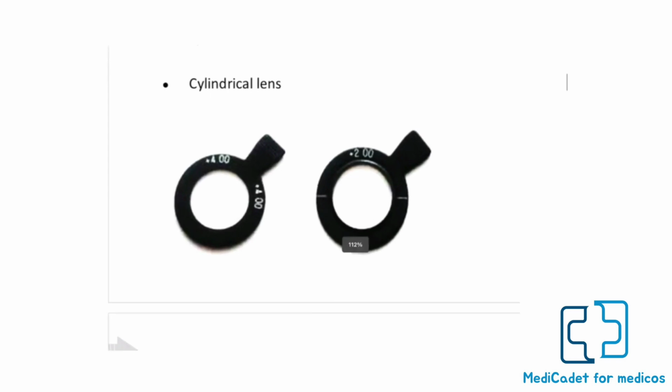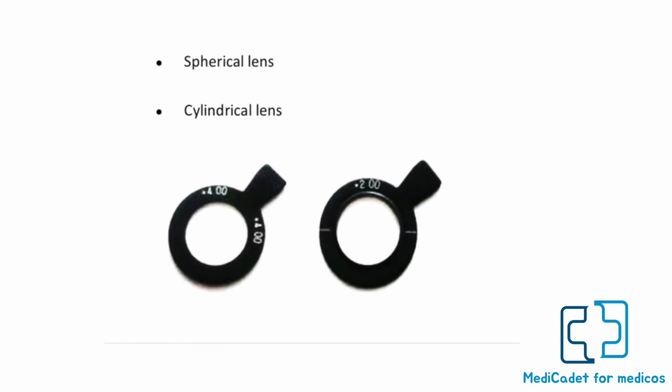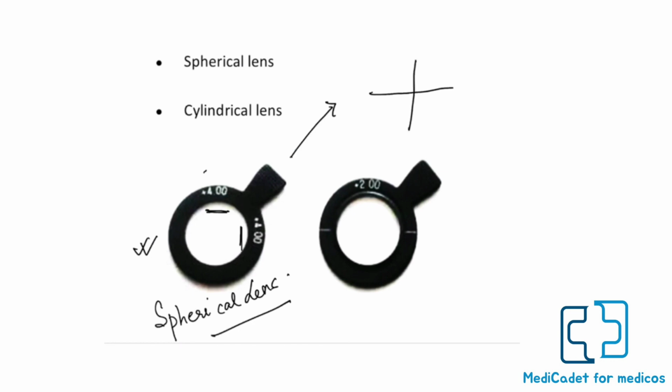So now have a look at this image. They are in black, so we understand it is a plus lens. Now, the first one that you see, look at this lens here. We have, say, +4 written here, and we have +4 written here also. So this is a spherical lens. Now let me explain what I mean by a spherical lens. A spherical lens means that this lens has the same power in both the axes.